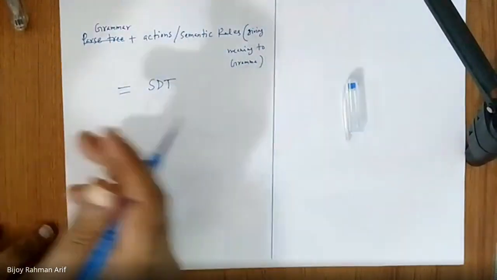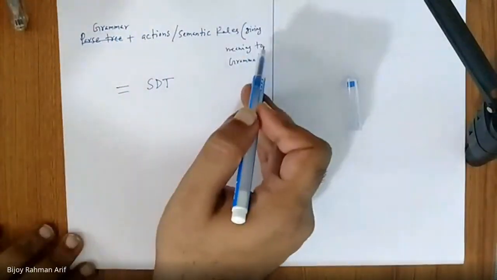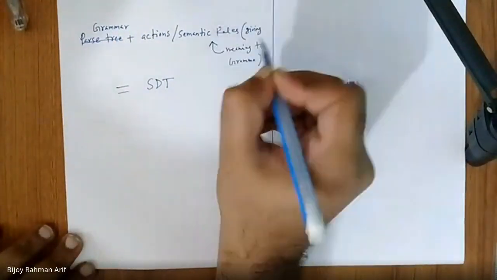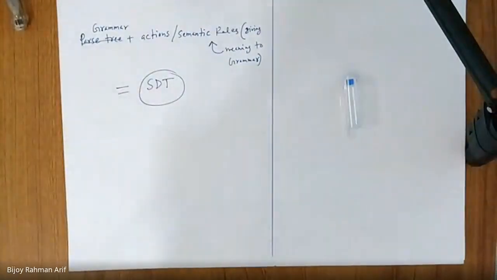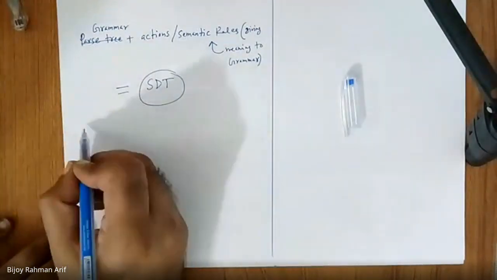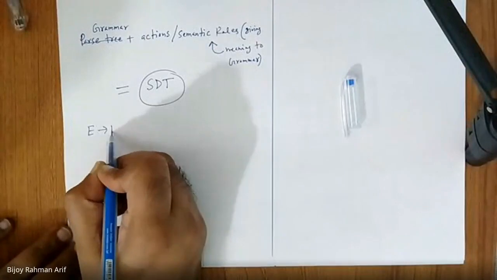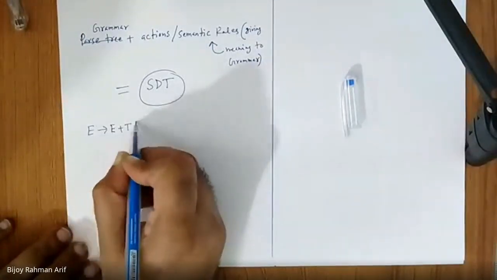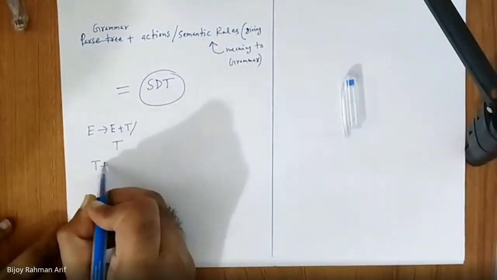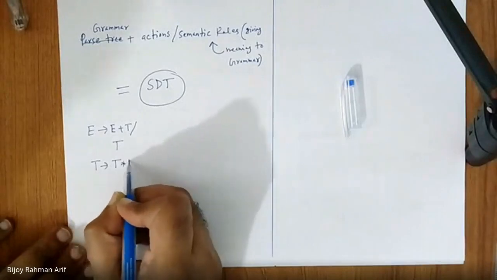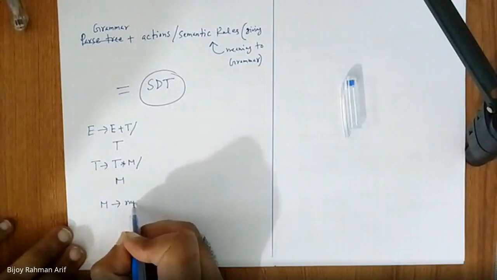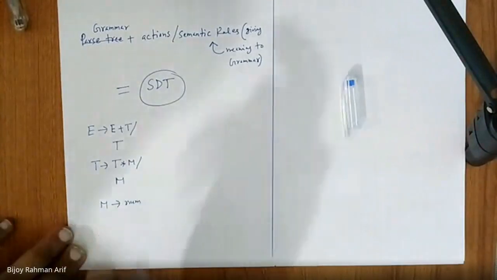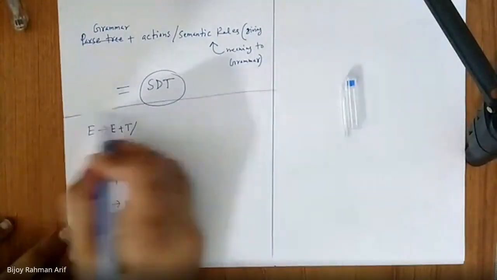Whenever there's a grammar plus action or semantic rules giving meaning to the grammar, together it is called SDT. So instead of only writing the grammar, if I write like this: E derives E plus T, T derives T star M, M derives num. Now look, we already know how to give action because in the lex and yacc part we have given action.